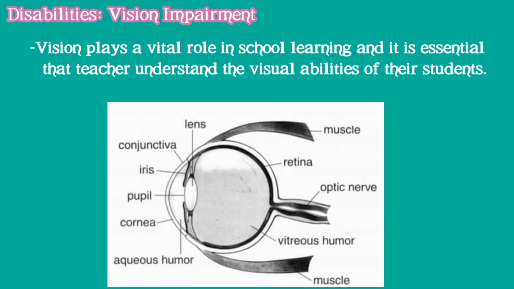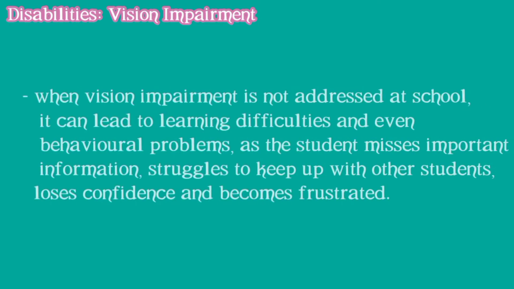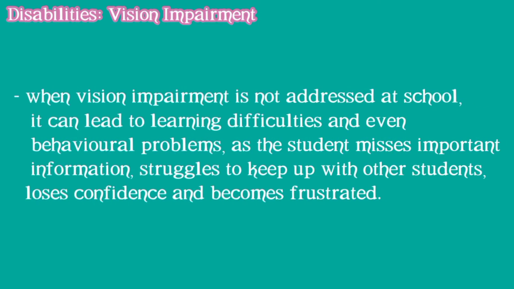As is the case with hearing impairment and some other disabilities, students with vision impairment can sometimes be mistaken for students with intellectual disabilities or learning difficulties. So when the teacher finds that a student is struggling at school, they should always check the student's vision and hearing. When vision impairment is not addressed at school, it can lead to learning difficulties and even behavioral problems, as a student misses important information, struggles to keep up with other students, loses confidence and becomes frustrated.